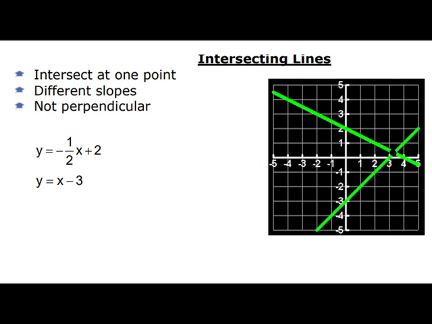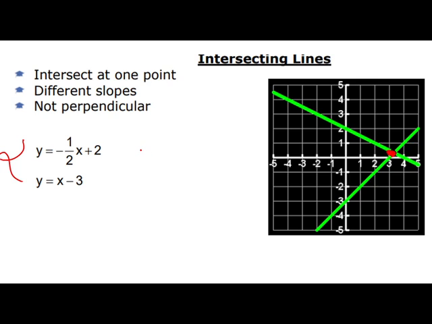Last one, intersecting lines. So, intersected at one point, different slopes, not perpendicular. Yan. So, kailangan daw po ay different po ang slopes. Okay, so as you can see here, we have again two examples here. So, y is equal to negative 1/2 x plus 2 and also y is equal to x minus 3. So as you can see here, this is the point of intersection.